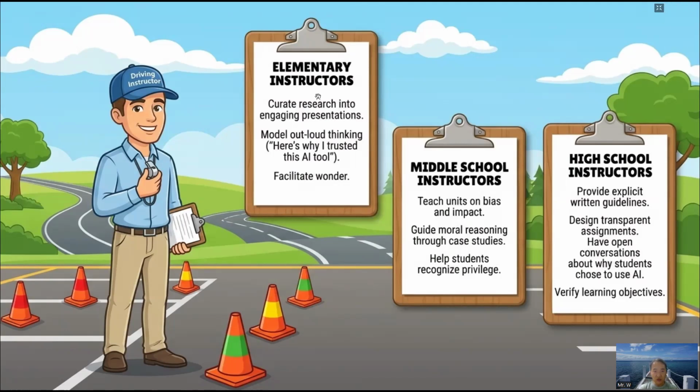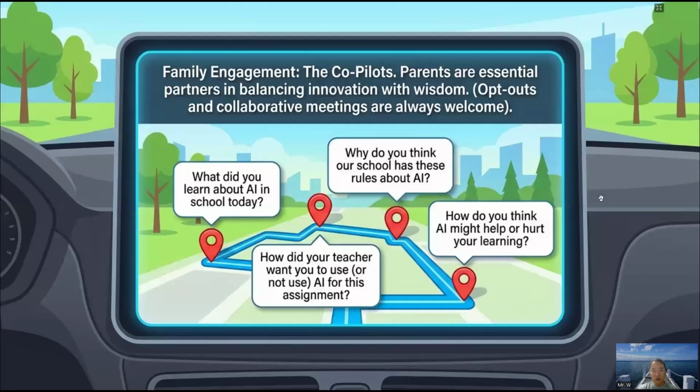So again, elementary instructors are curating, thinking out loud, facilitating, and introducing AI as the end product, and not yet allowing the kids to use it. Middle schoolers are taught the ethical guidelines, moral reasoning, and case studies, and high school becomes the hands-on experience with AI. Obviously, we also need to talk with parents and let them know. I'm asking parents for partnership in this idea: innovation with wisdom. It's important not just to introduce AI, but to explain the guardrails in place and why they're in place.